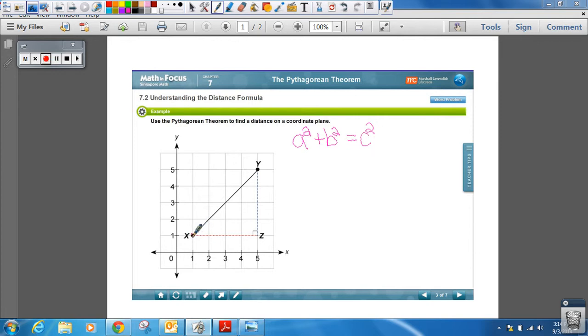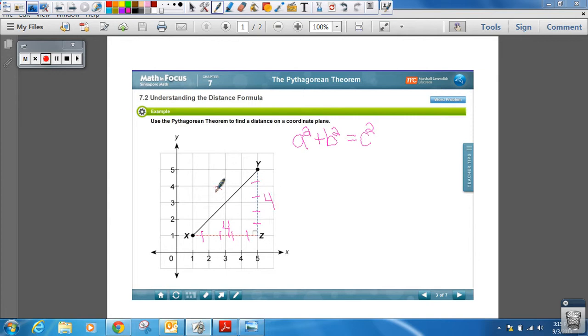So if I look here, I want to know the distance of x to y. I cannot count that because it's not a vertical or horizontal line. So what they did is they drew a right triangle to make legs to make a right triangle. Then we can find the lengths of these because the horizontal line and vertical lines, you can just count the units. So this horizontal line is 4 units. The vertical line, in this case, is also 4 units.